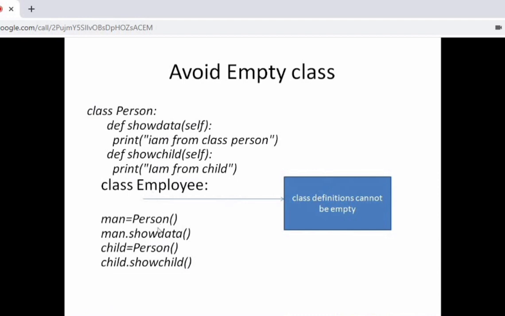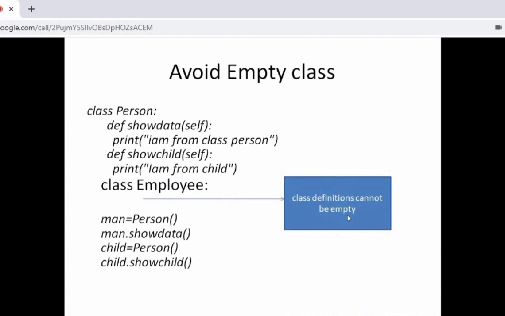So I have created objects of the person class. One is a man object and the second one is a child object. Now when you run this program, Python will give me an error. What error does it give? It says class definitions cannot be empty. Understood?